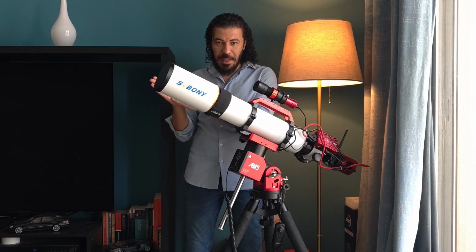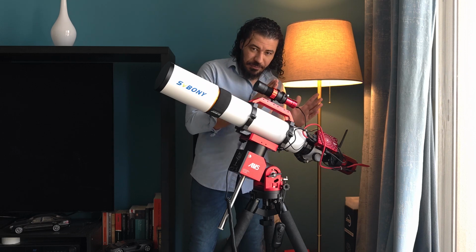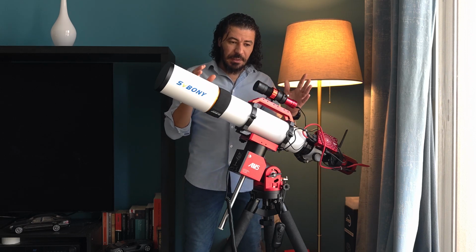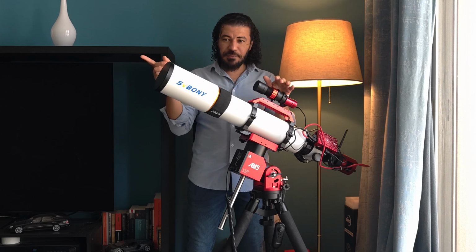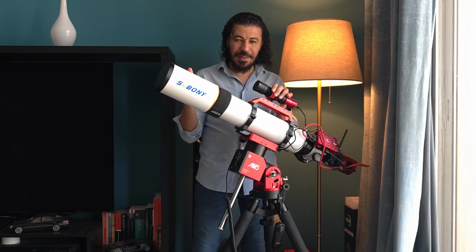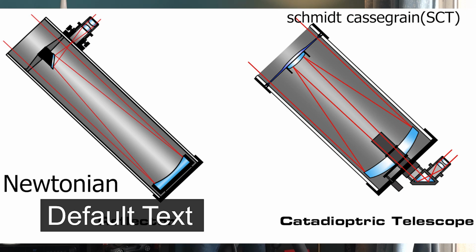This is category A, which is the refractors. Now let's jump to reflectors. As you can see in the picture, that reflector reflects light, and you have two types of that. One type is called Newtonian, and the other one is called a Schmidt-Cassegrain type.